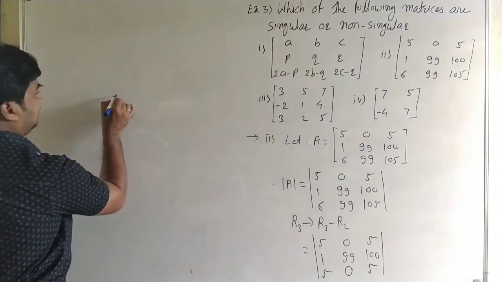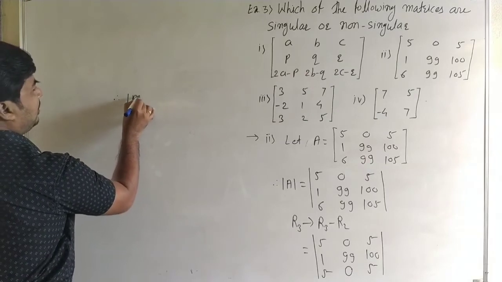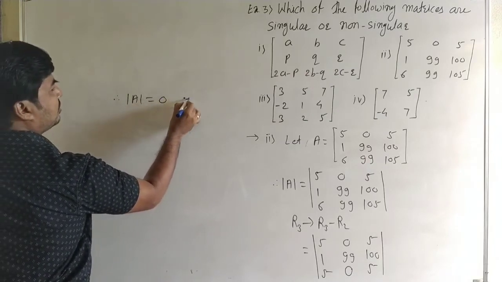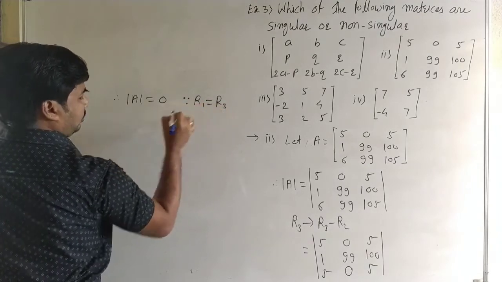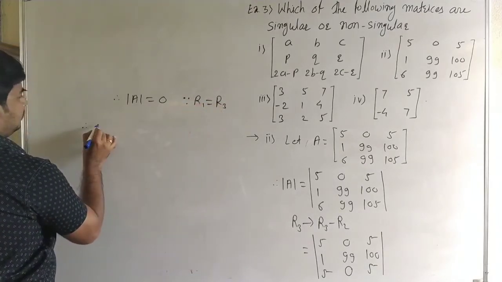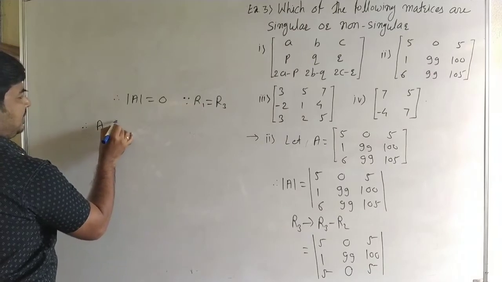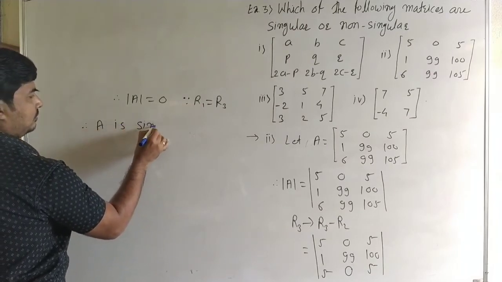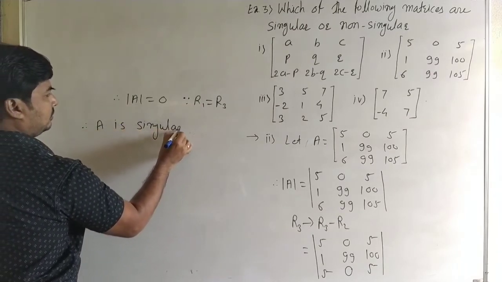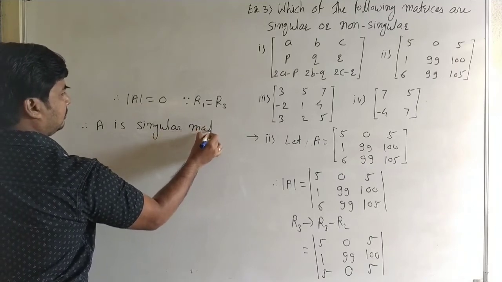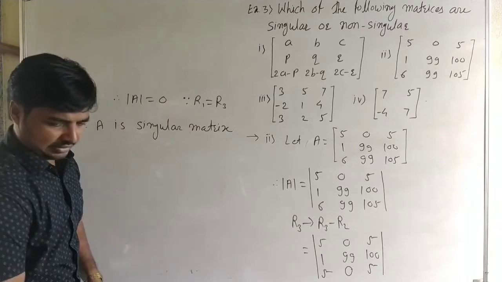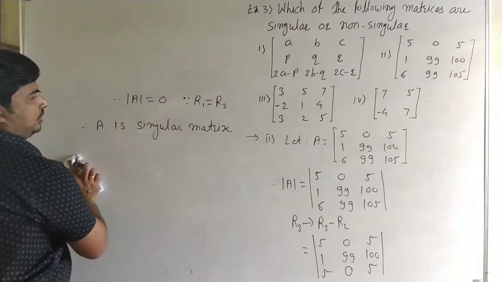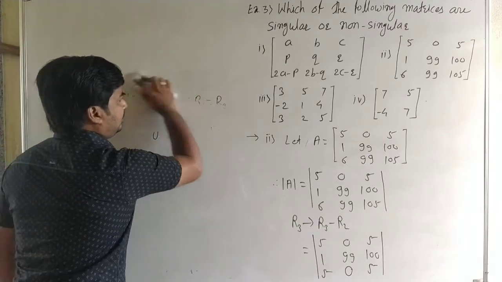We can directly write here determinant of A is equal to 0, because row 1 is equal to row 3. Okay, and therefore matrix A is singular. This A is a singular matrix because this determinant is 0. Okay, now we see the next example.